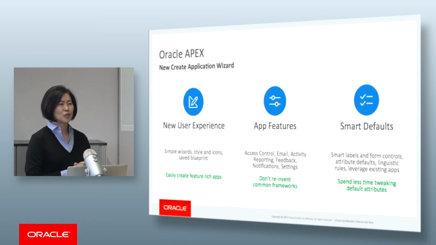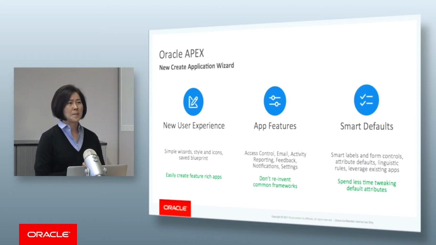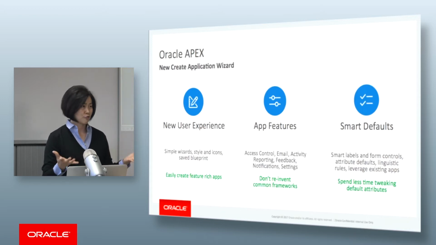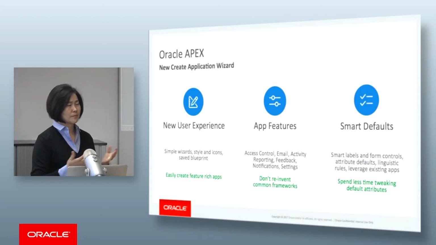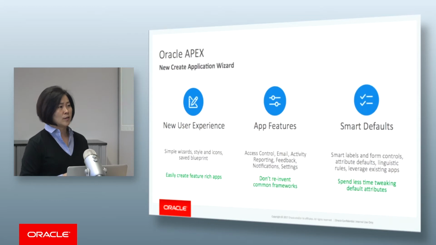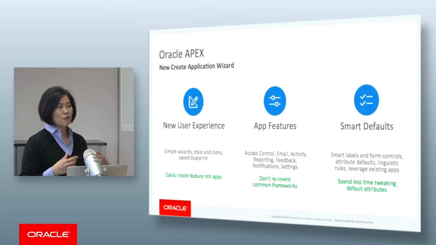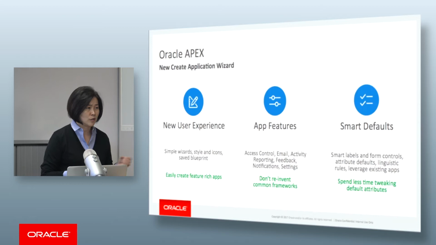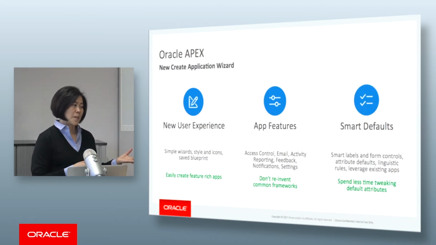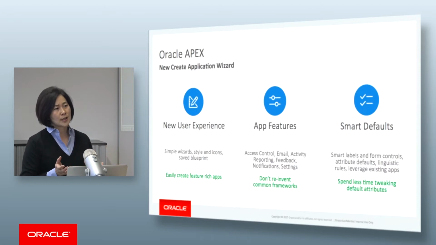Okay, so what can you do with the new Create App Wizard? We improved the Create Application Wizard greatly. It gives a nice, simple, intuitive interface for developers to define applications very easily. So you can create feature-rich applications really fast. You have an option to set application styles. It also gives you the option to set icons for the application and pages.